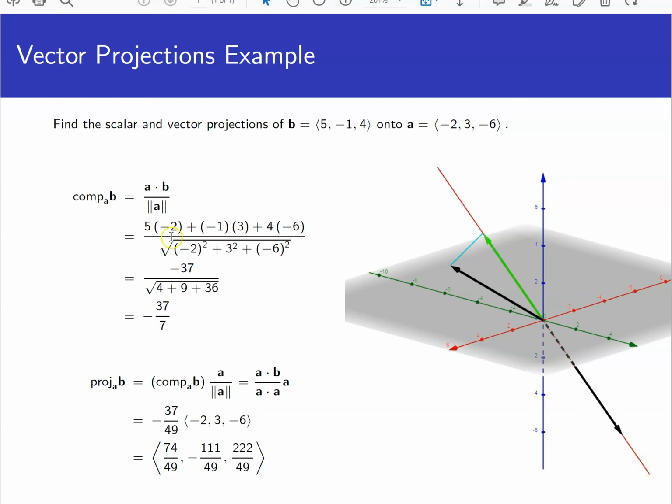All right, so we compute the dot product. So we have the 5 times the -2, the -1 times the 3, the 4 times the -6, doing the dot product of A and B. Notice that I've actually done that in the order B to A, right? I've really done B dot A, but we know that the dot product is commutative, so there's no issue with that. The magnitude of A is just the square root of (-2) squared plus 3 squared plus (-6) squared. Simplifying, we get -37 over 7.